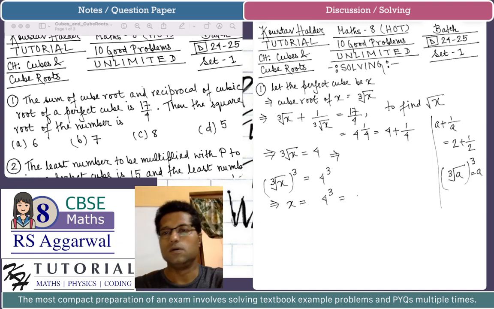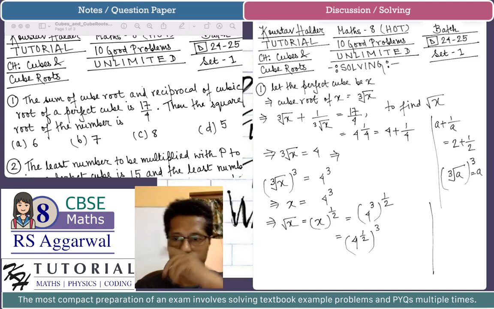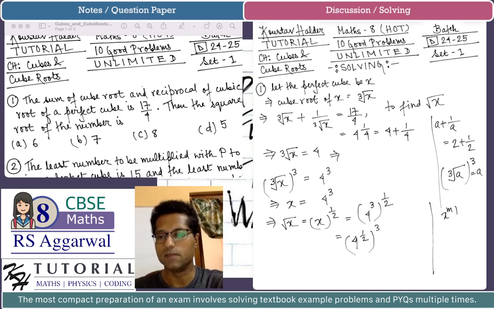So we have found x to be equal to 4 to the power 3. Now this implies the square root of x is x to the power 1 by 2. This is equal to 4 to the power 3, and this whole raised to the power half. Now this is equal to 4 raised to the power half, and this whole raised to the power 3, as we can interchange the two levels of power, that is x to the power m and then this whole raised to the power n is equal to x to the power n and then this whole raised to the power m.